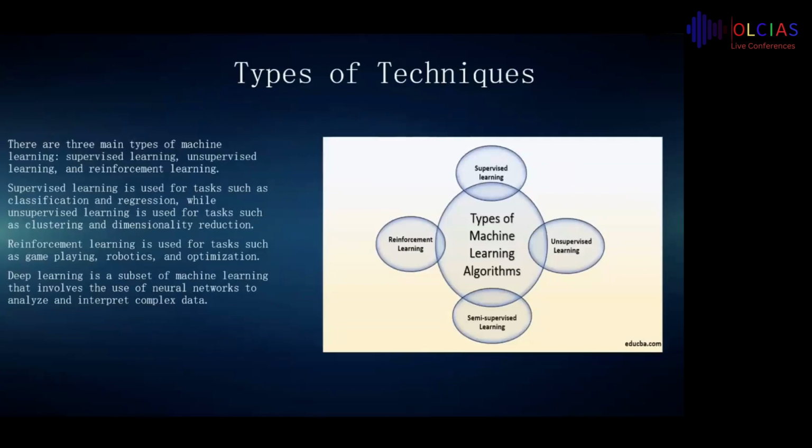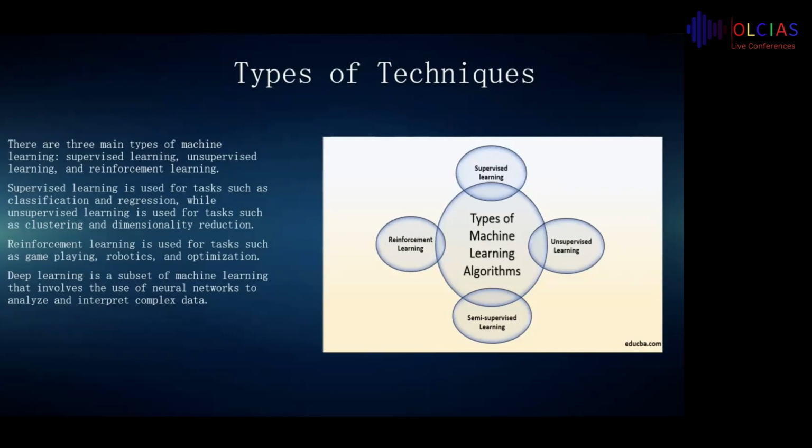There are three main types of machine learning: supervised learning, unsupervised learning, and reinforcement learning. Supervised learning is used for tasks such as classification and regression, while unsupervised learning is used for tasks such as clustering and dimensionality reduction. Reinforcement learning is used for tasks such as gameplay, robotics, and optimization. Deep learning is a subset of machine learning that involves the use of neural networks to analyze and interpret complex data. Supervised learning, unsupervised learning, and reinforcement learning are the three main types of machine learning.